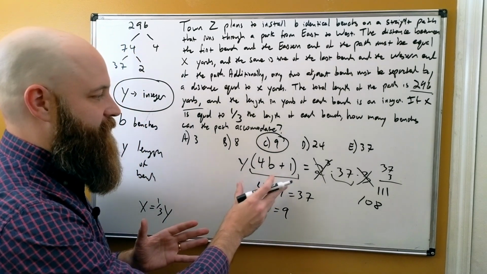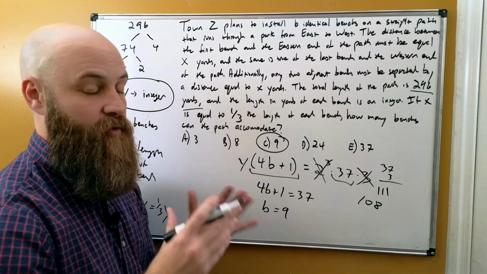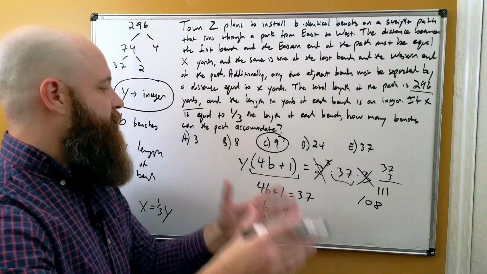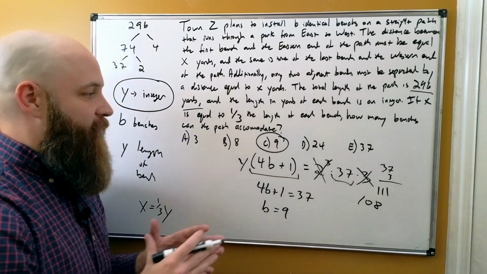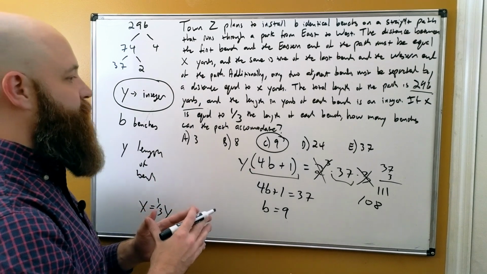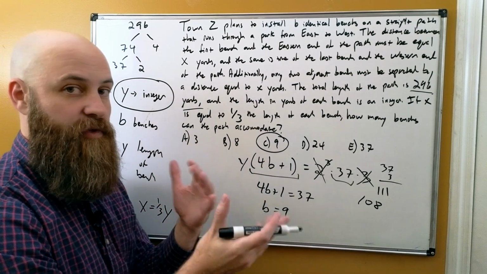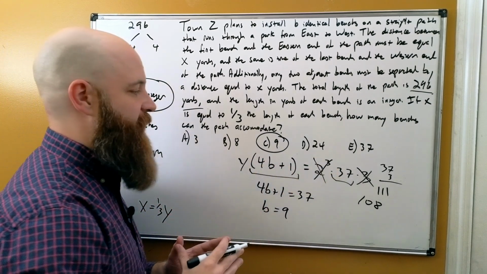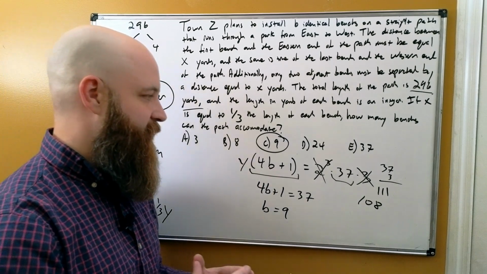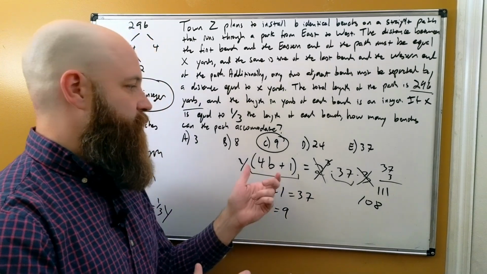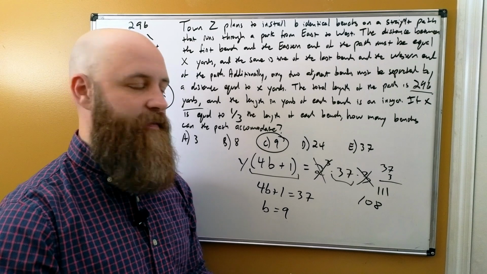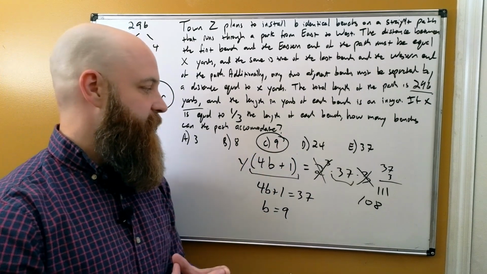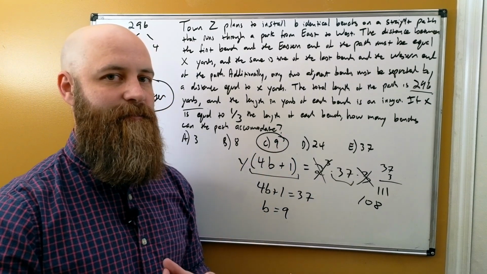I can't solve for y and b directly. I can't just find a value of y and plug it in. But what I can do is use my number properties tools. Think about the fact that these are integers, which really limits their values, do some prime factorization, use some number properties logic, and again, that leads me to the conclusion that 4b plus 1 has to be 37, so b has to be 9. Correct answer here is C.